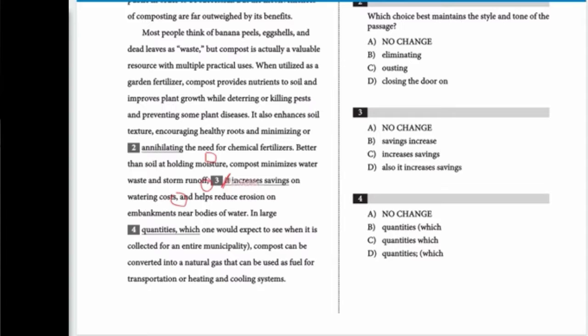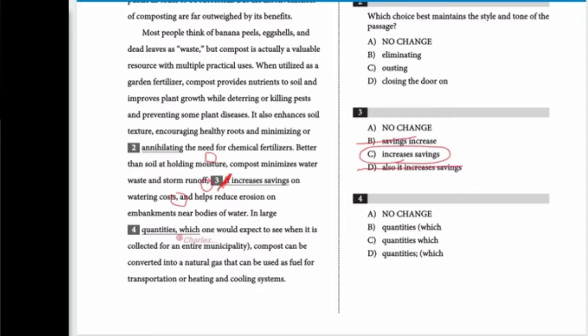I need to get rid of the subject pronoun, and I need to keep all my commas there in either case. So I think I just need to say C, increases savings on watering costs, to be the list of 3 or more items. "Savings increase" we don't need to say. "Also, it increases savings" is too wordy. And I can't have the subject noun, because it's not a combination of 2 independent clauses here. It's just a list.